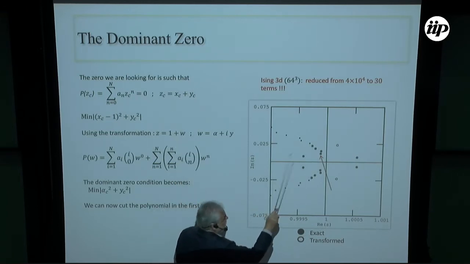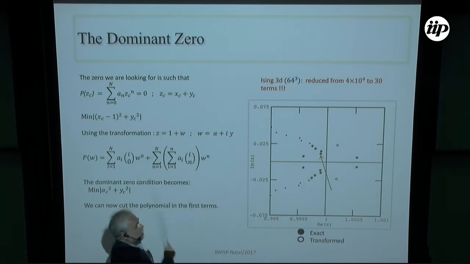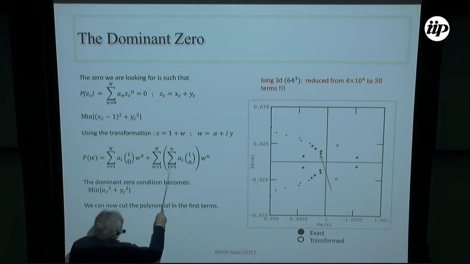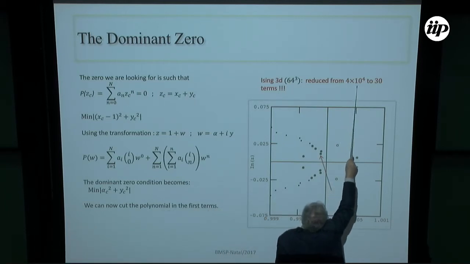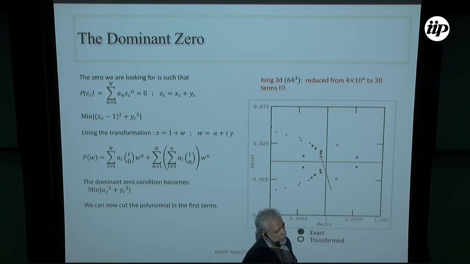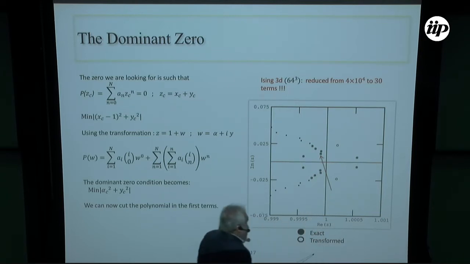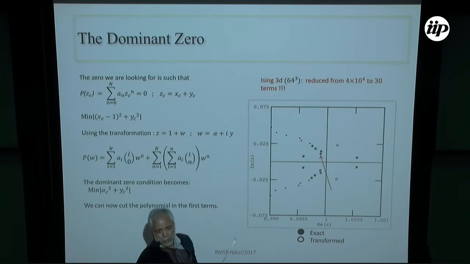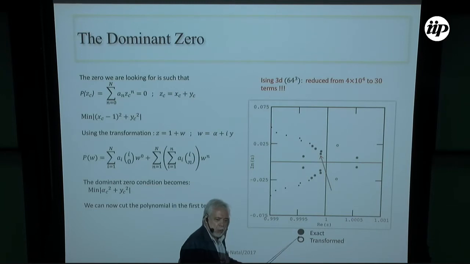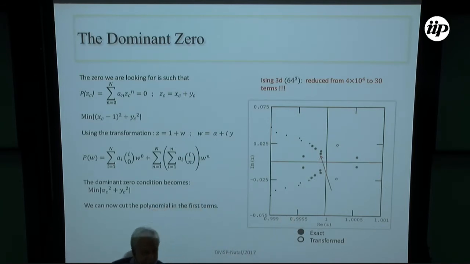So the dominant zero is close to 1, 0, but not for this one. This one is close to 0, 0. So I know that I can drop some of those coefficients. What I did was reduce from 40,000 to 30 terms, and then I calculate the zero like this. The solid dot is the exact result, calculated using all the terms, and the open symbol is for the transformed polynomial. Using Mathematica, the same program gives the very same root, with several digits.